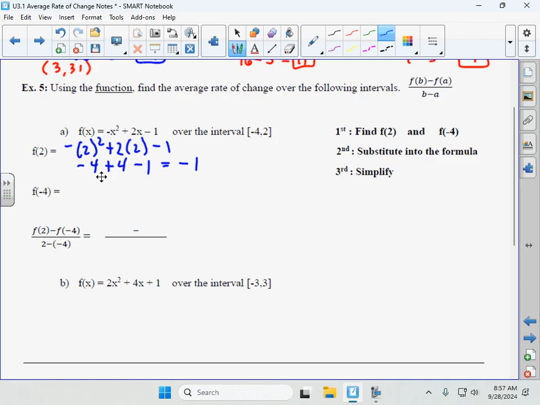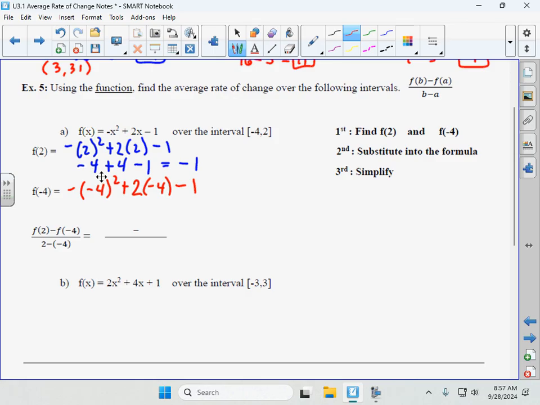Now we're going to find f of -4. Okay, again, we'll do the same thing. Substitute -4 in for all the x's. So -4 squared plus 2 times -4 minus 1.